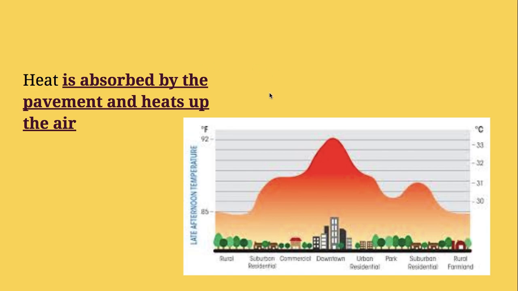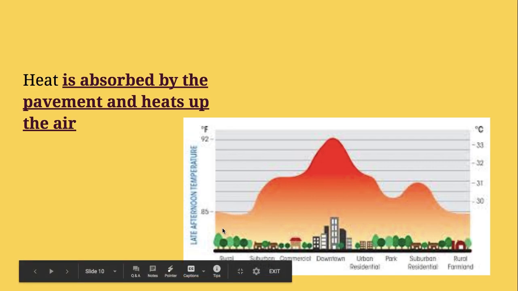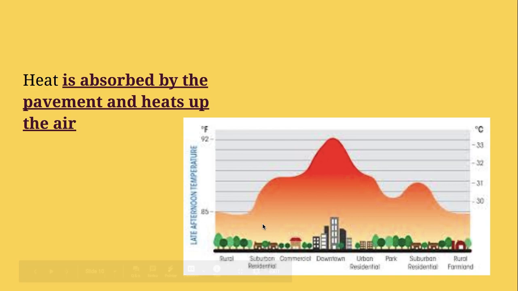So here we have this nice little graph. This is late afternoon temperature, ranging from 85 degrees to about 92. In the rural areas, it's coolest. You have lots of trees, lots of shade, lots of vegetation. Remember that water evaporates through plants, through transpiration. That helps cool down the air too. Suburban, you have a little bit more pavement, but you still have some vegetation to keep things cool.